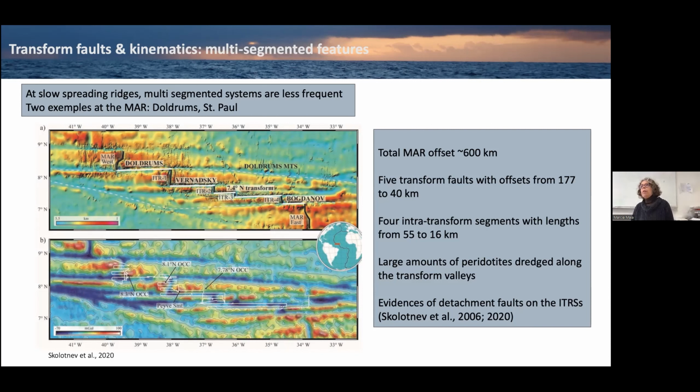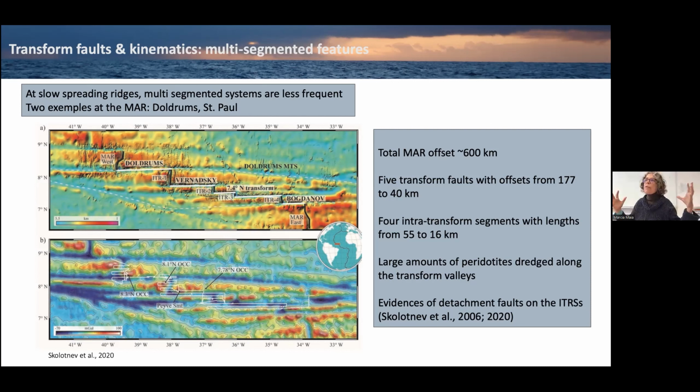The two better known examples that we have are the Doldrums and the St. Paul systems. The Doldrums was studied by Sokolov and colleagues, and there is a paper published in 2020 that shows the bathymetry of these features. As I said, the total Mid-Atlantic Ridge offset between the two main axes of the ridge in the north and in the south of the system is about 600 kilometers.